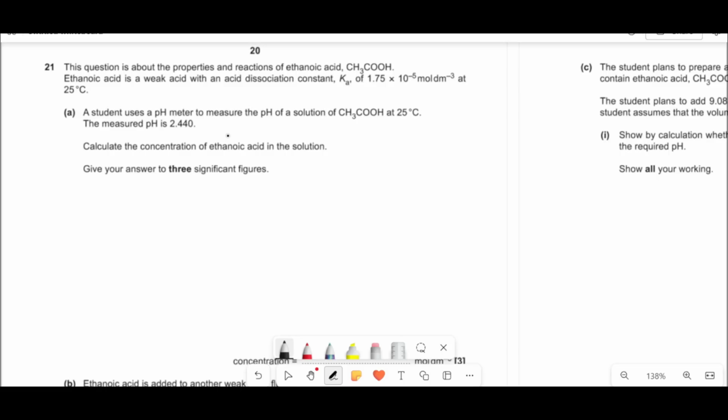There you go, done. This question is about the properties of reactions of ethanoic acid. Ethanoic acid is a weak acid, with acid dissociation constant 1.75 times 10 to the minus 5 at 25 degrees C. Assume you use the pH meter to work out the pH of this solution, and the pH is measured at this. Calculate the concentration of ethanoic acid.